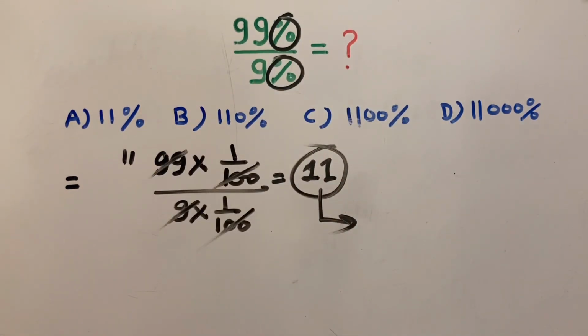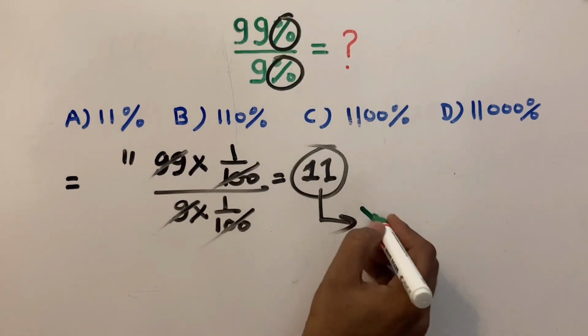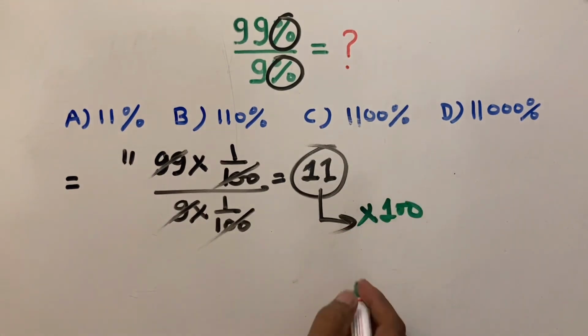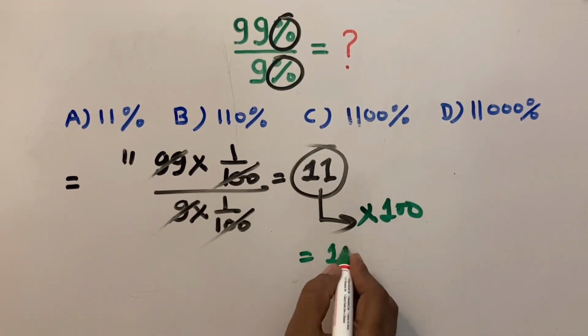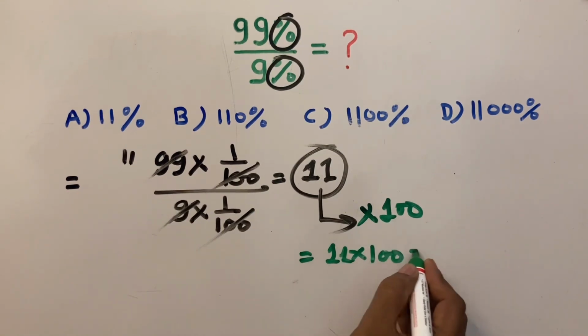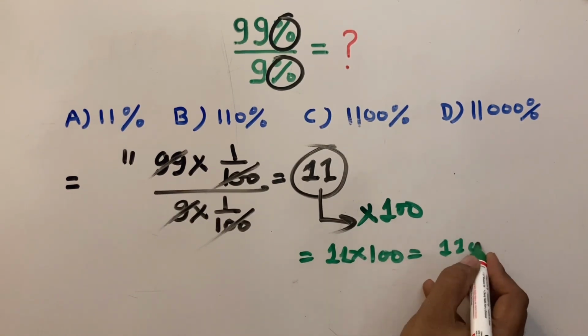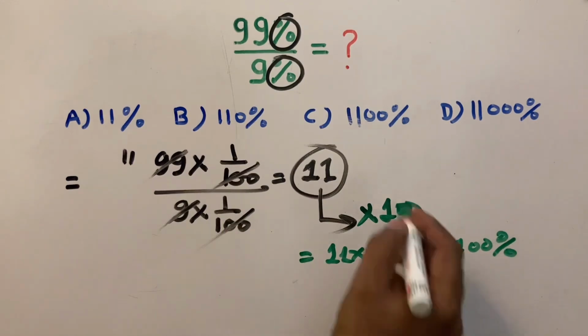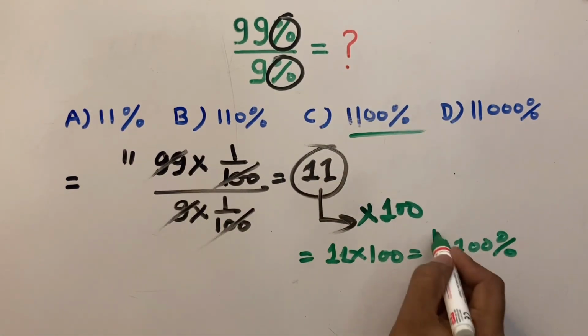So to convert it into percentage, you have to multiply it by 100, which equals 11 times 100 equals 1100%. So option C is our correct answer.